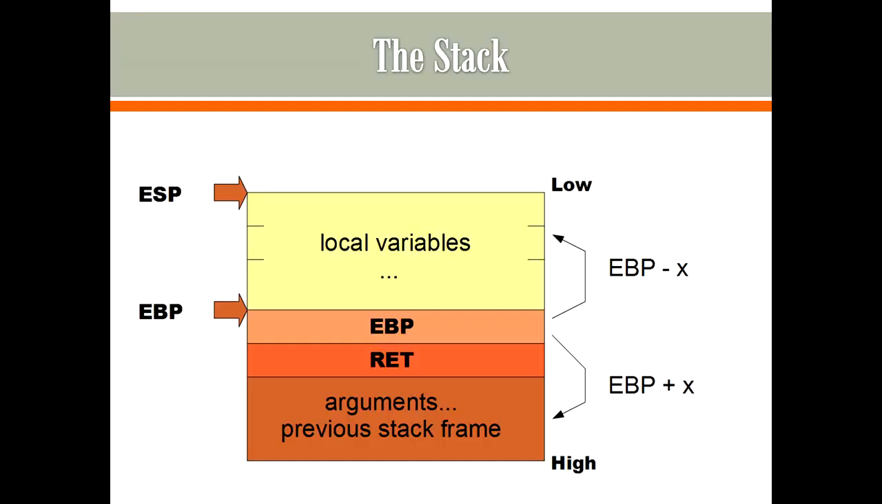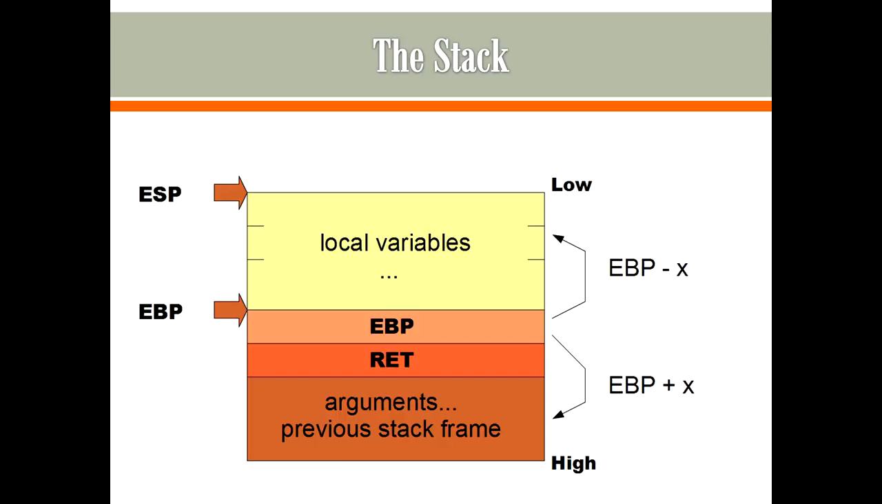Let's talk about the stack a bit more. Your stack frame grows from high to low memory addresses. The stack frame is populated and modified by pushing values onto it or popping values off of it. Therefore, it's a last in, first out data structure. ESP points to the top of your stack, while EBP points to the base of the stack.